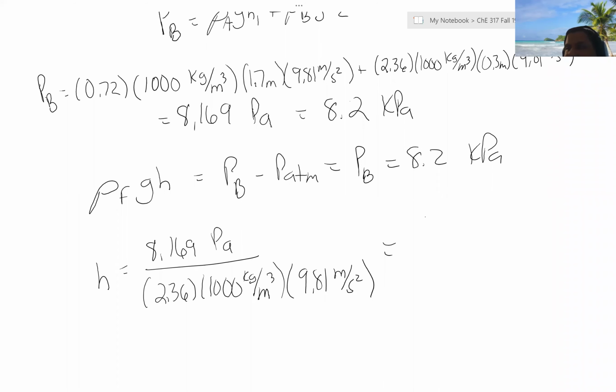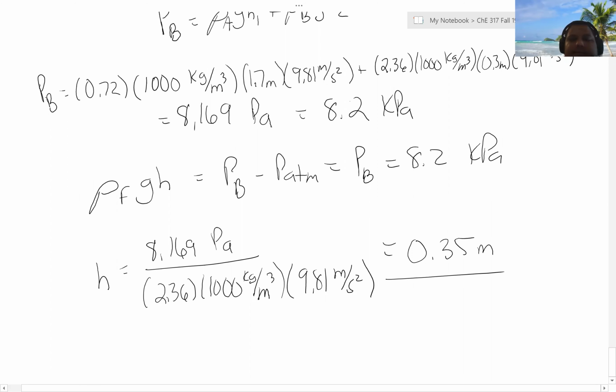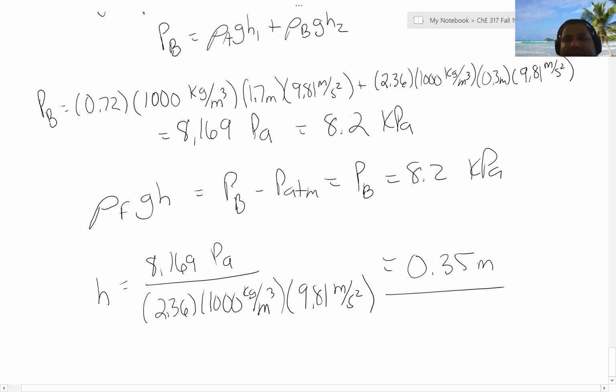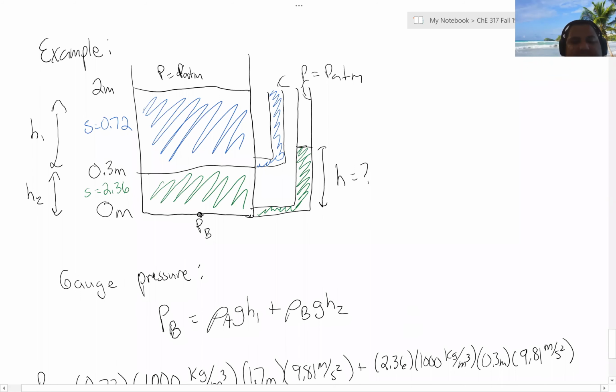Which I got about 0.35 meters. Any questions on this example in terms of application of fluid statics to look at manometers to calculate relative height differences?